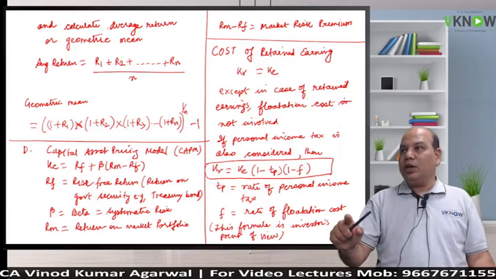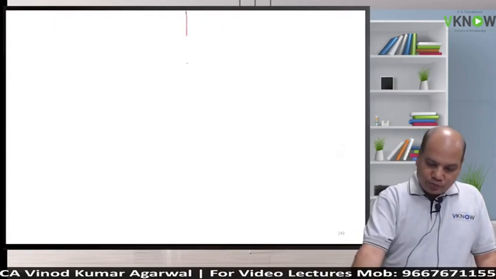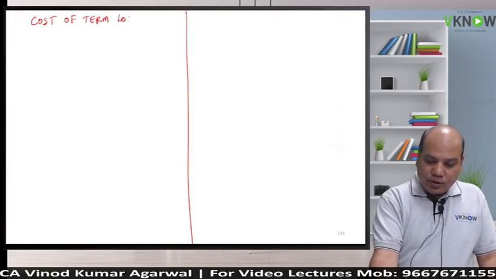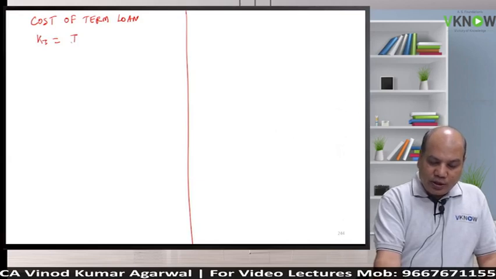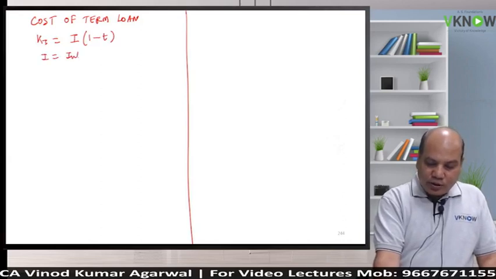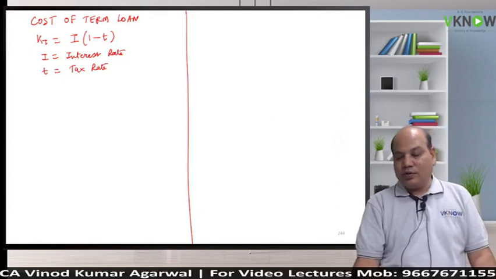After that, we will compute one more thing, write down cost of term loan. In some problems, term loan is given. So, here the cost of term loan is simply interest rate into 1 minus tax rate. I stands for interest rate and T stands for tax rate, because interest is tax deductible.